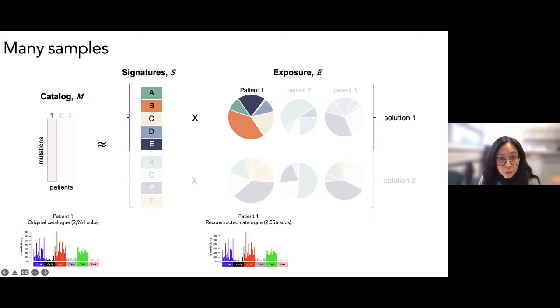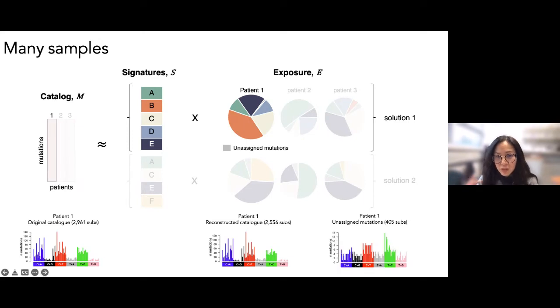Now, there will be differences. As you can see, the total number that's been reconstructed here is fewer than the original catalog. And so there is an error. There is a set of unassigned mutations or residuals. And what you'd really like to do is to minimize the number of unassigned mutations, minimize that error, minimize that residual, so that your reconstructed catalog mimics your original catalog as far as possible. And you do this iteratively.